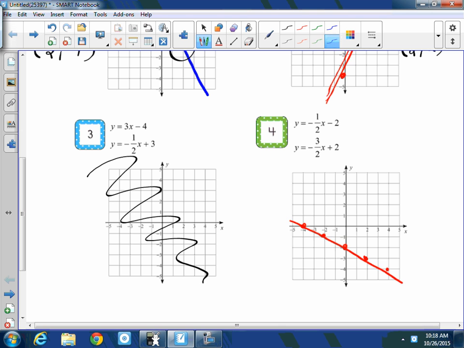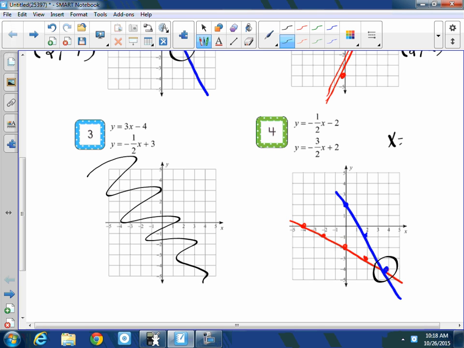Alright, I'm going to pick a different color for the next one. This one is a positive 2, and the slope is negative 3 halves. So it goes down 1, 2, 3, over 1, 2, 1, 2, 3, over 1, 2. I can stop. I've just found my point. If I was doing this with a ruler, it would be a lot easier.